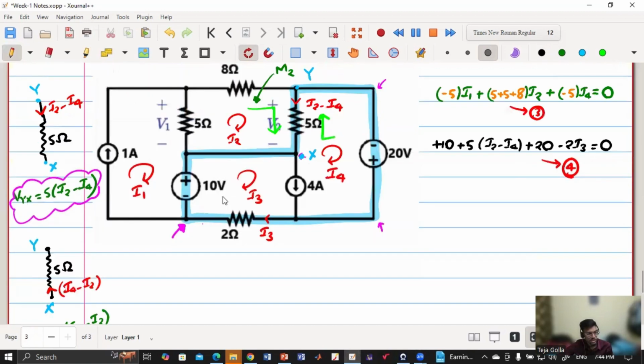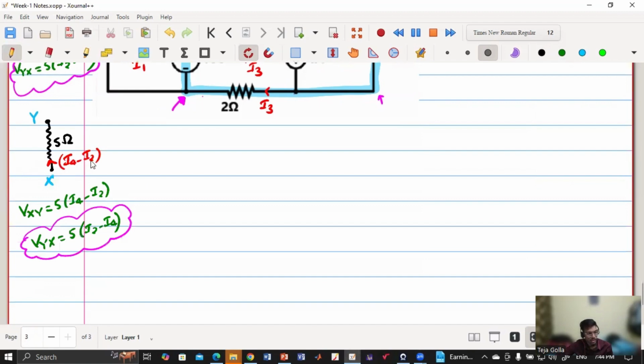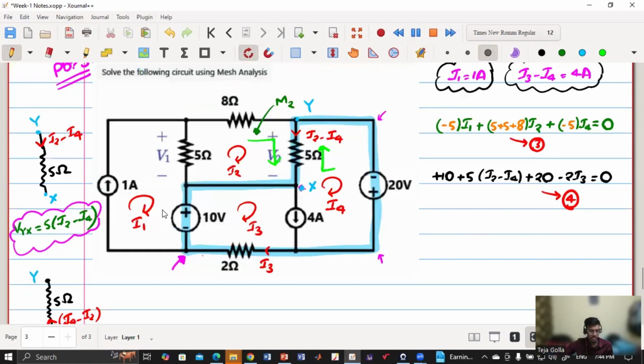Irrespective of your assumption, the expression will remain the same. Because if you consider that this is at a higher potential, then you get I2 minus I4. If you consider this is at a higher potential, you get I4 minus I2. But as an expression, both remain the same. Irrespective of any assumption you take, the expression will remain the same. But here I have made one assumption and proceeded with that. Got it? Now is it clear, or do you still have some confusion?